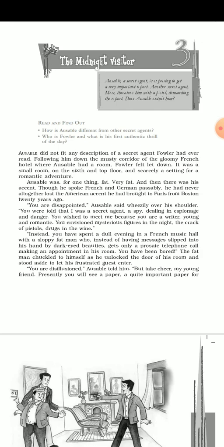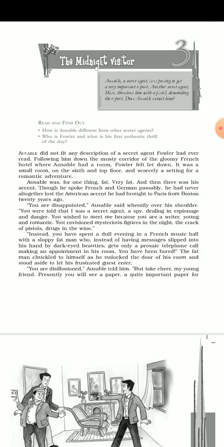"Instead, you have spent a dull evening in a French music hall with a sloppy fat man." Sloppy here means the one who is not dressed properly, the one who is casually dressed. Right? So he says that instead you have to spend your time with such a sloppy fat man. It means Ozable is addressing himself as sloppy and fat. He calls himself a fat man, and he admits that his dressing sense is not good, right?